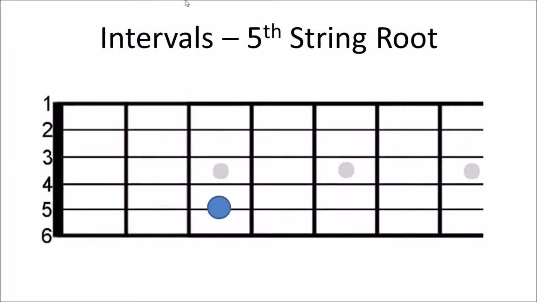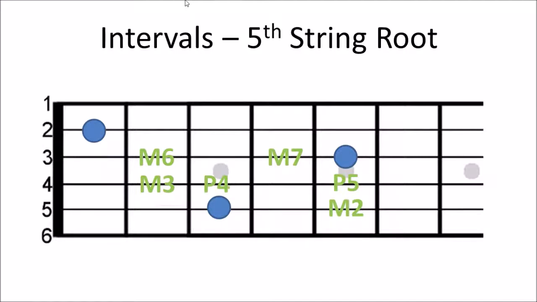Alright, so now let's look at intervals with roots on the 5th string. This would be a C note. The intervals on the 1st octave are going to be identical to the intervals where the root was on the 6th string. In other words, the positioning of the intervals is exactly the same for the 1st octave as they were with the root note on the 6th string.